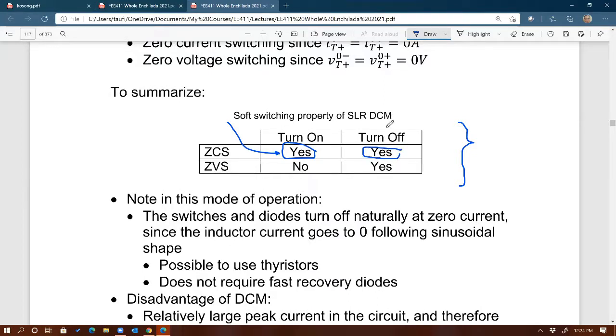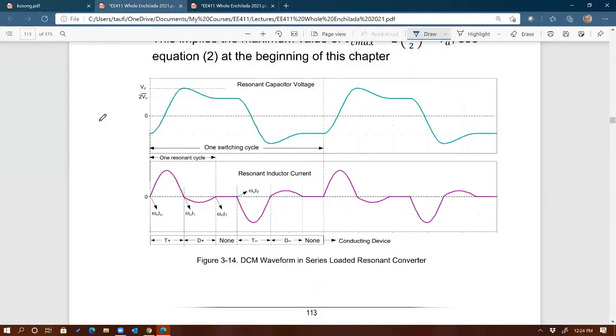Okay, so let's say you have zero current switching at turn off. Let's look at this waveform. Again, we're still doing the DCM at turn off, right? So we're only focusing on the switch, not the diode. An example will be this one right there. That's the point when T plus stops conducting. You agree? So that's the time when I turn off T plus, or that's the time when T plus turns off.